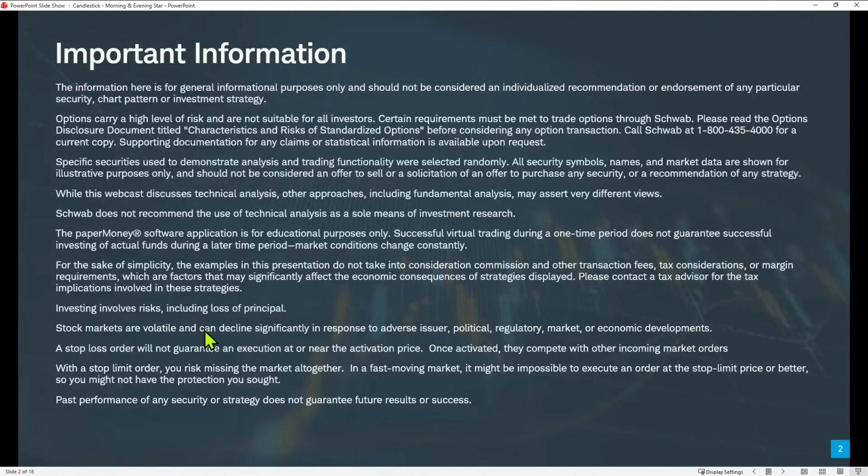And just before we get into the piercing line pattern, know that we are going to look at a couple of example stocks on the thinkorswim platform. Know that this is for general information purposes only, not to be construed as a recommendation or endorsement of any particular chart pattern, stock, or investment strategy.